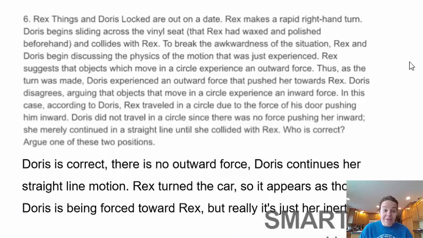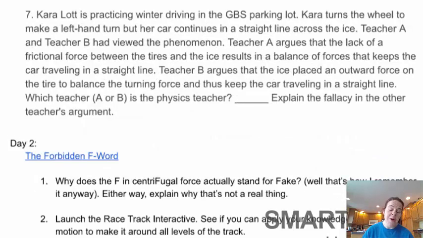So that's why she's correct. If you'd like a really thorough answer for this, you could say this. Doris is correct. There's no outward force. Doris continues her straight line motion. Rex turned the car, so it appears as though Doris is being forced towards Rex, but it's really just her inertia. So your next one is about Carolette, who's learning how to drive.